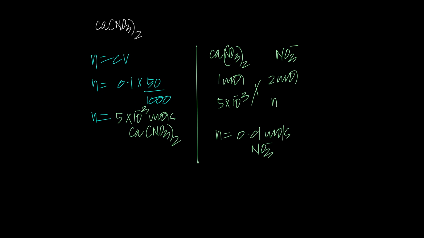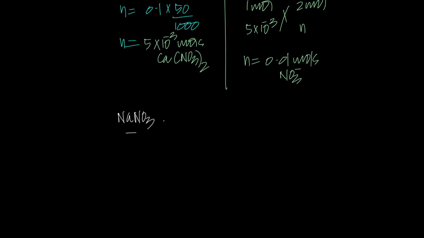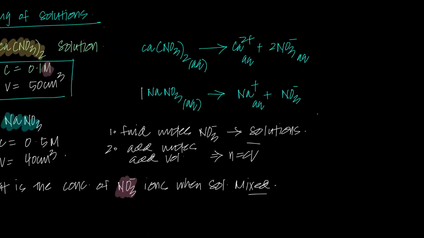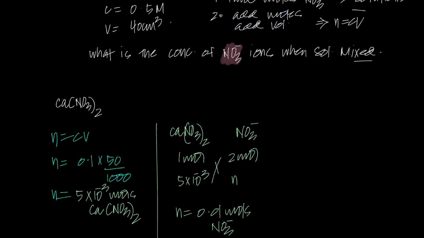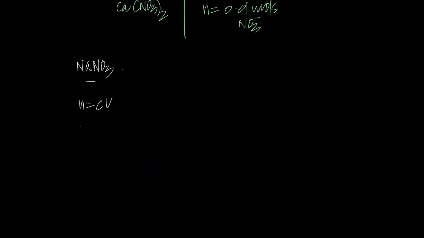Now figure out the moles of nitrate ions in the second solution, which is sodium nitrate solution. n is equal to CV. And I know that the moles of sodium nitrate are going to be the same moles for nitrate ions as well. Why? Because it's 1:1. For every 1 mole of sodium nitrate, you have 1 mole of nitrate ions. What's the concentration? It's 0.5 and the volume is 40. So concentration is 0.5, volume is 40 divided by 1000. Why? Because it's in cm cube and I wanted to convert it to dm cube. 0.5 times 40 divided by 1000. What do I get? I get 0.02 moles of sodium nitrate.